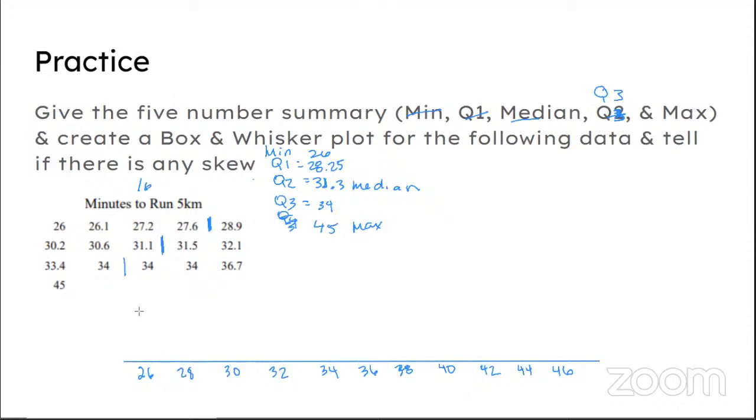Our minimum is 26. Our maximum is 45. Our median is 31.3. That looks like it's about 31.3, doesn't it? And then quartile 1 is 28.25. So right about there. And quartile 3 is 34 exactly. So right there. So now let's connect these to create our box. And then throw on some whiskers.